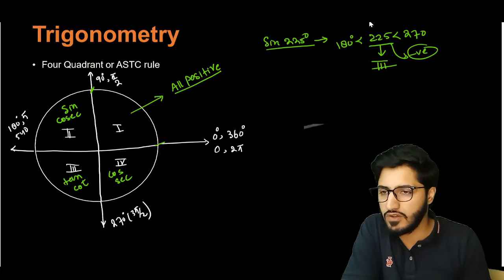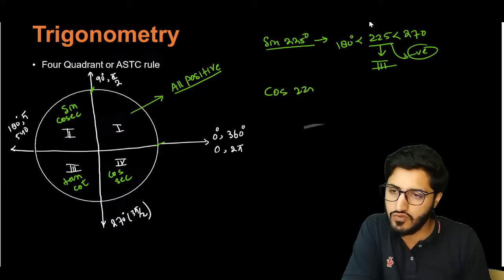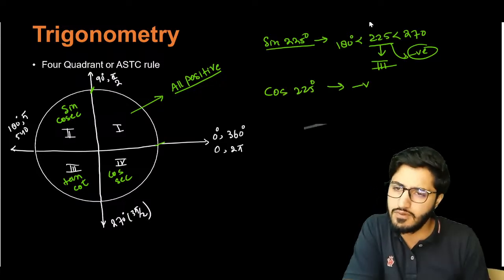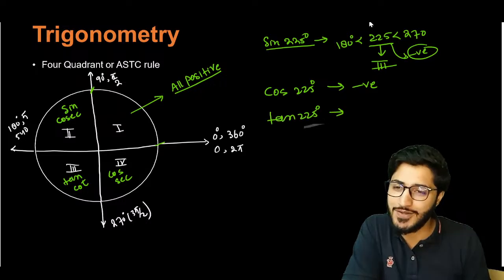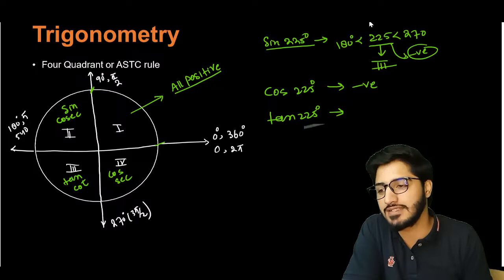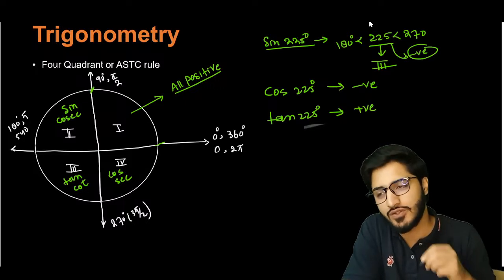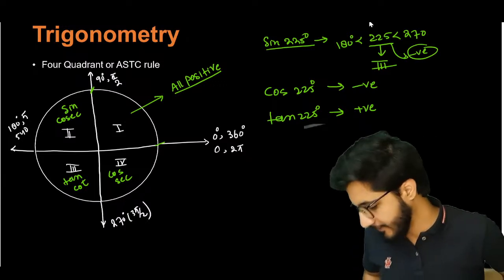That's why we are having cos. So what is cos 225? Also negative. But what is tan 225? I think tan 225 lies in the third quadrant, and we are having tan, so it will become positive. So the ASTC rule works like this. Okay.